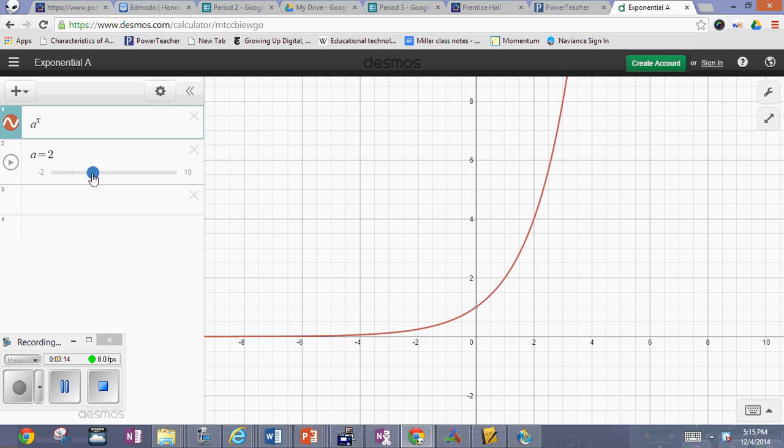And of course, if we get up to 3 to the x, then it's growing even more rapidly. The rate of change is growing even more rapidly. 5 to the x, so we can see how quickly that thing grows. So in essence, we find that nothing outruns an exponential function.